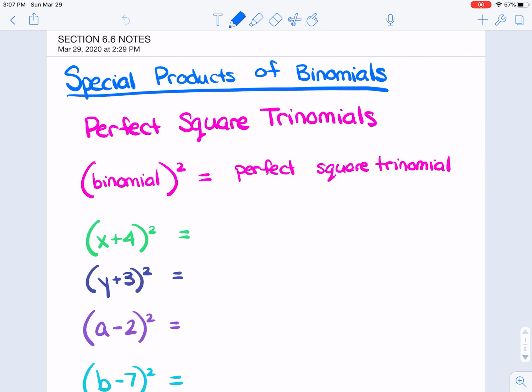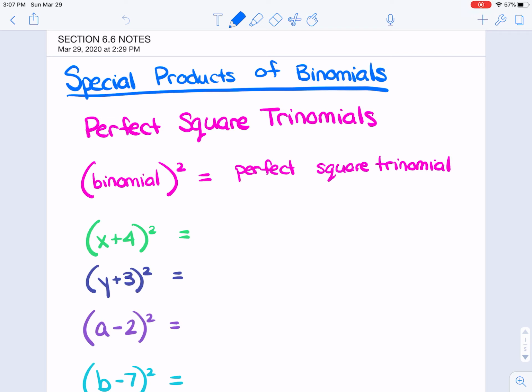This lesson is on section 6.6, special products of binomials. The two special circumstances I'm going to show you today are basically shortcuts. You don't necessarily have to do these shortcuts. You can still FOIL exactly the way we've been doing the entire chapter.